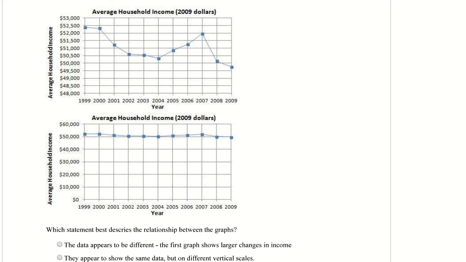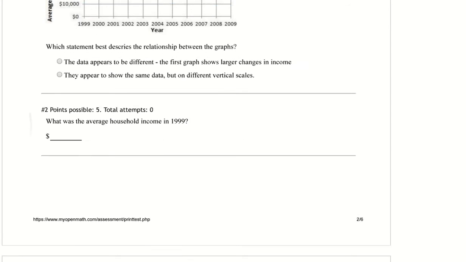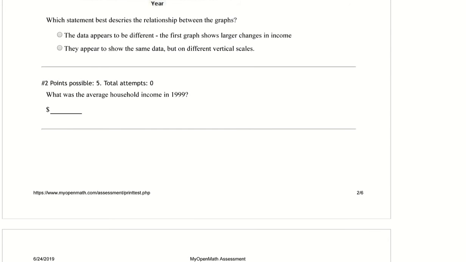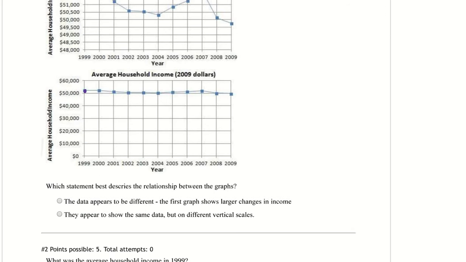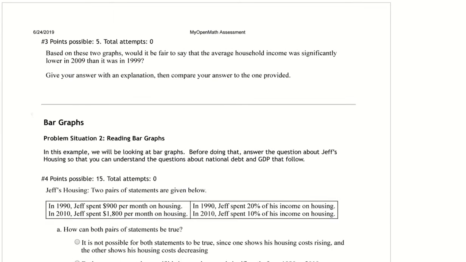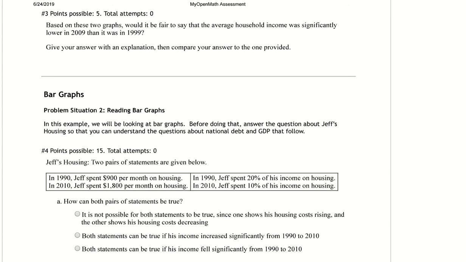And if I look at the years, they are the same. If I look at the y-axis, though, that's where the difference lies. So if we're looking at number 2, what is the average household income in 1999? For both of them, we can see that it's about 50 to 400 maybe. So based on the two graphs, is it fair to say that it was significantly lower? And then you want to explain. The key word is significantly. So kind of analyze that, figure out if it's significant.